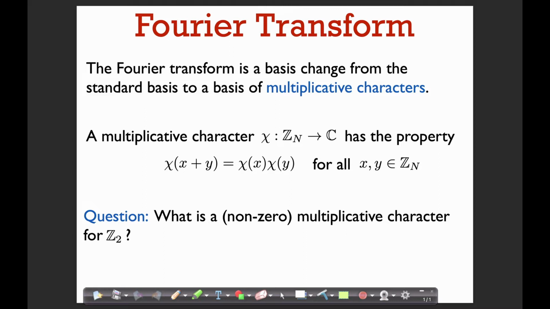We will specialize the discussion to the group of integers modulo n, but again, the definition of a multiplicative character holds more generally. A multiplicative character over Zn is a function from Zn to the complex numbers that has the property that chi of x plus y is equal to chi of x times chi of y.